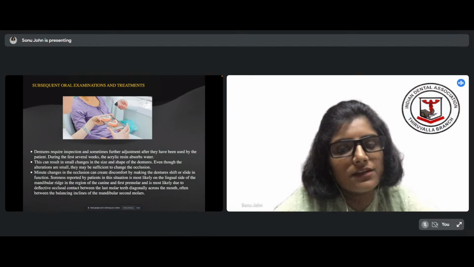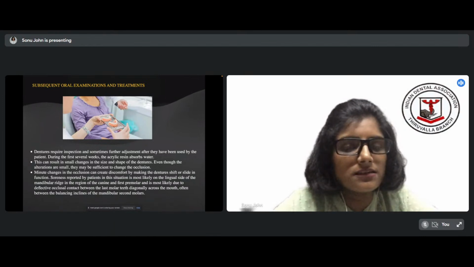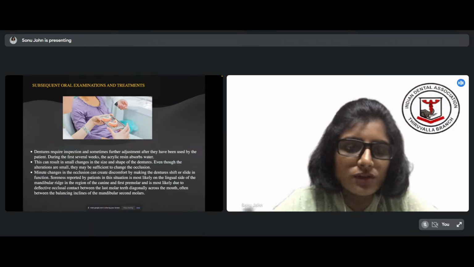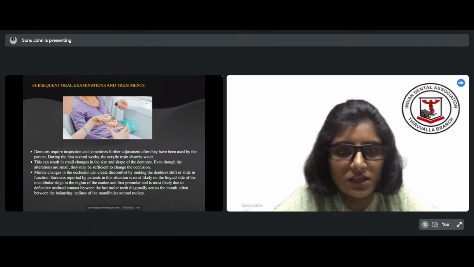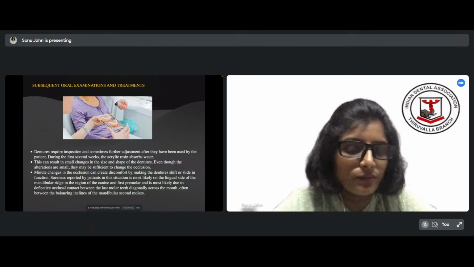During the first several weeks, your acrylic resin tends to absorb more water. This can result in small changes in the shape and the size of the denture. Even though the alterations are very minimal, they may be sufficient to change the occlusion. Minute changes in the occlusion can create discomfort by making the denture shift or slide when in function.